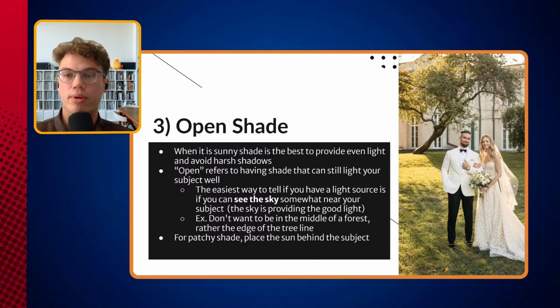So in this example here, we're in the shade of this tree, which is good. If I were standing where I am over there and you look up, you can kind of see the sky, which means you have some good light coming in. If we were in, for example, the middle of a forest, that would technically be shade, but it would not be open shade, because we would not have that foreground light of the sky coming in.